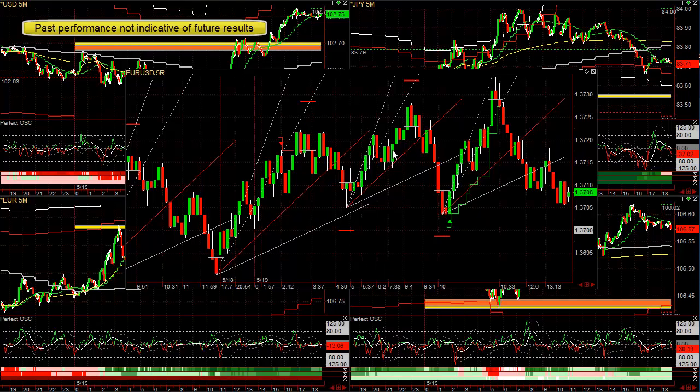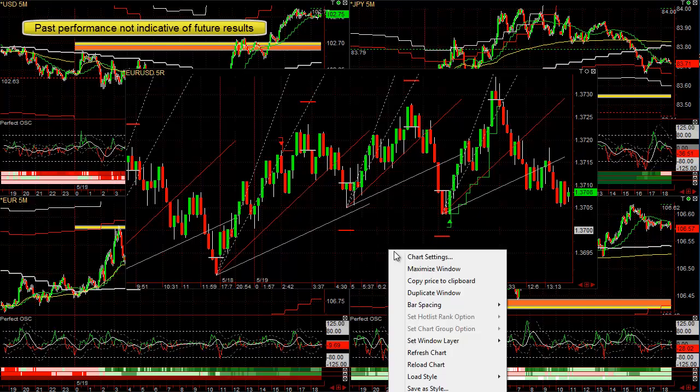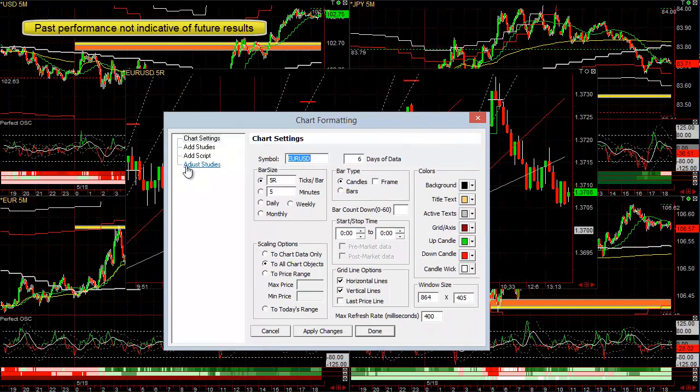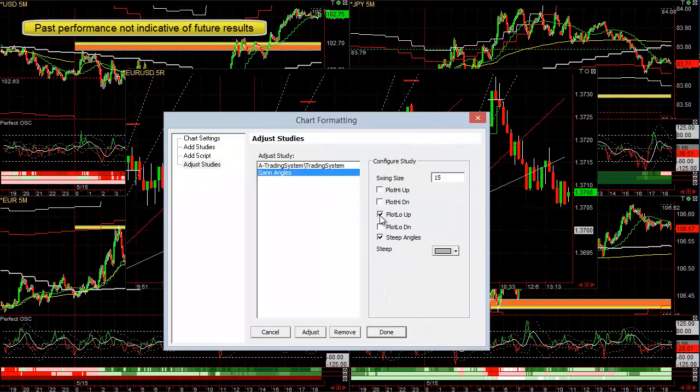As it's walking its way up again, it's not able to get above there, so you could again sell the breakdown, risking very tiny amounts of money. And in this case, you probably want to put the projections from the high down just to give you a profit target. These things make amazing profit targets.